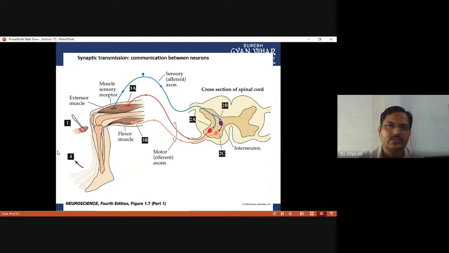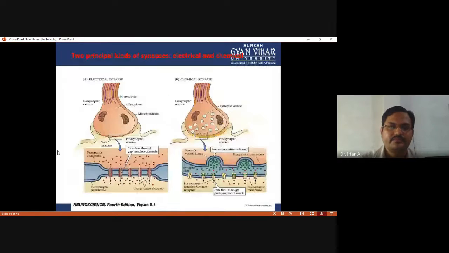You can see that this figure clearly indicates how this procedure takes place. Nerve impulse conduction is a one-way process, as you can see here. Now, there are two principal kinds of synapses that we will discuss in this lecture: electrical synapse and chemical synapse. If we talk about the electrical synapse, here there is a gap junction present.